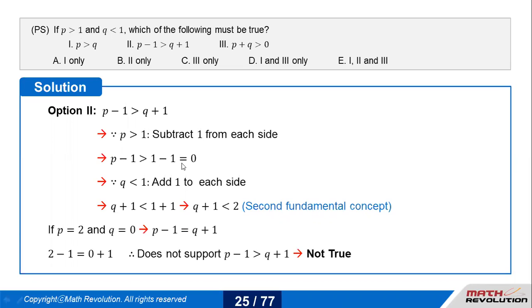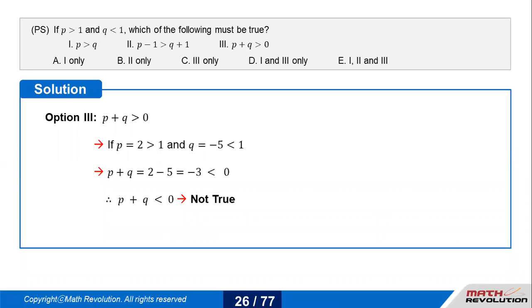Now, if P is equal to 2 and Q is equal to 0, both happen to be true. So this is not supporting at all, and it cannot be true. Just because P minus 1 is greater than 0 and Q plus 1 is less than 2, that doesn't mean that this can be greater. So this does not hold.